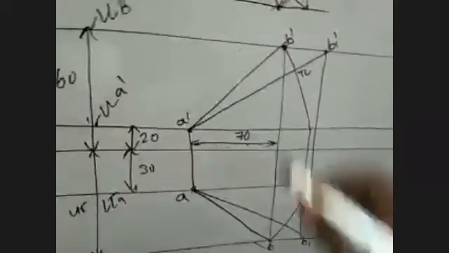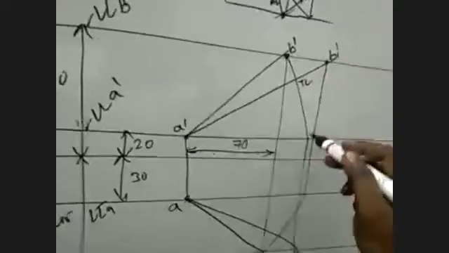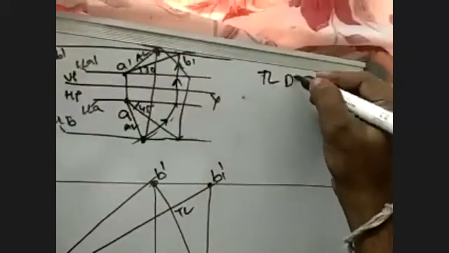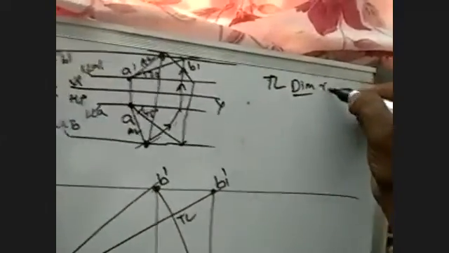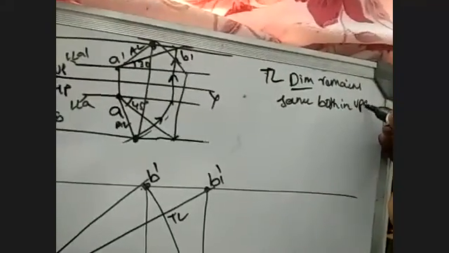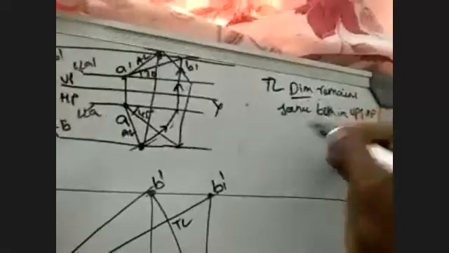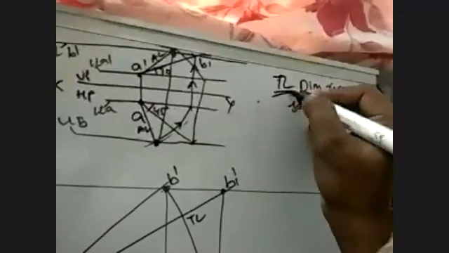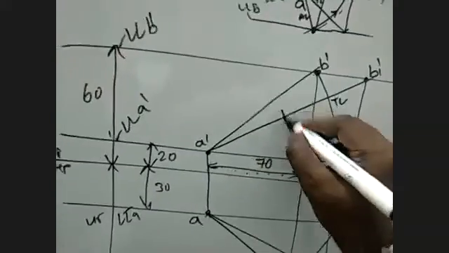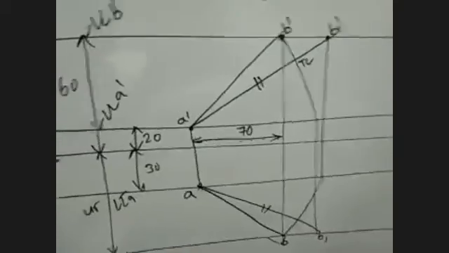Either you can do it that way, or you can take this as the center and this as the radius, draw an arc and get it straight. Both work the same. Always remember, the true length dimension remains the same. The length of the line remains the same, both in VP and HP. It is length, not the angle. True length and not true inclination. The true length dimension remains the same both in VP and HP.